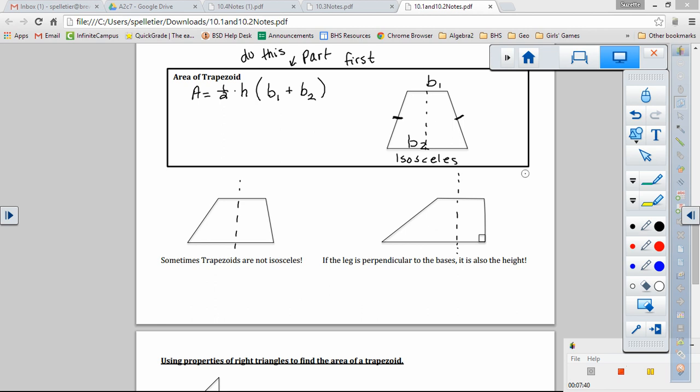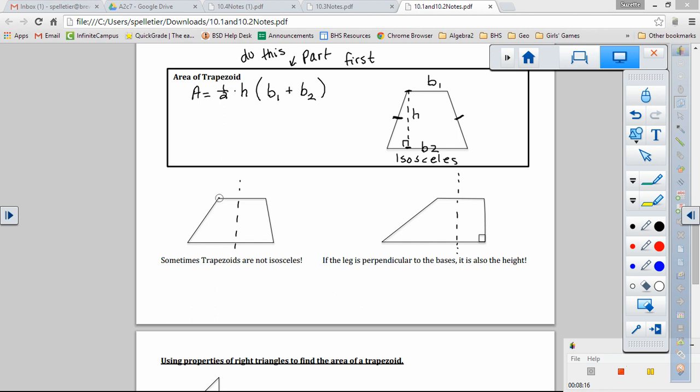We have our height. Let me clear out some of this stuff to make some room. Okay, so this is base 2. And then here's our height. So the shortest distance from top to bottom, that forms a right angle, is the height of the figure. And so if we needed to find the area, we would add the lengths of the two bases together, and then we would multiply that times the height, and then we would take half or divide by 2. So again, the examples just beneath the box are just showing you that they're not isosceles.